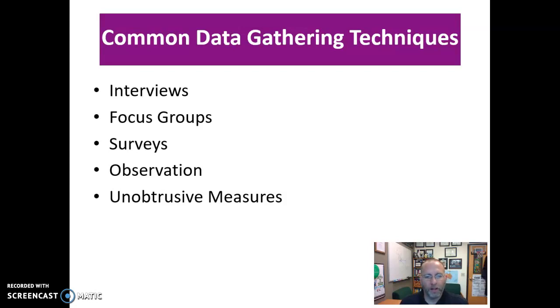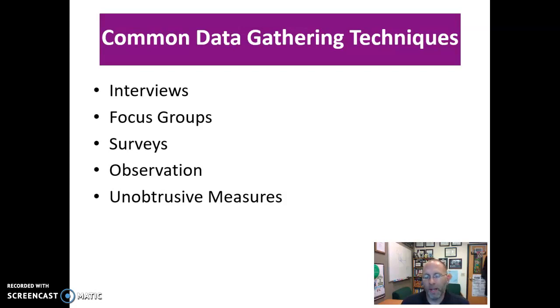Surveys: you create a survey instrument, you ask questions. Sometimes they can be open-ended, sometimes they're close-ended, where you'll even have them rate something on a scale. You can do observations, where you're actually just going in and trying to be a fly on the wall and see what you see. Observe meetings, observe interactions, observe processes, and then try to extrapolate from that.